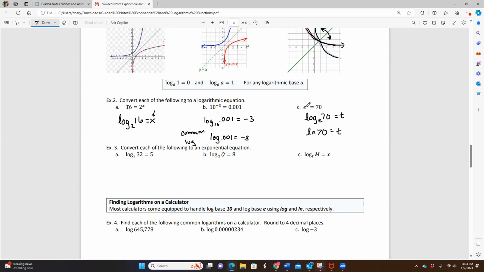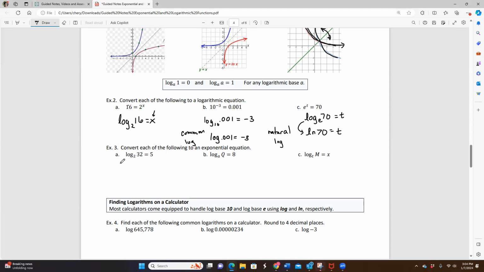Over here, on part C, we had e to the t equals 70. So that would be log base e of 70 would equal the exponent t. But similar to before, if we have log base e, that is ln, or the natural log. So that's how those are identified on your calculators too. You see ln. That means the natural log, base e.